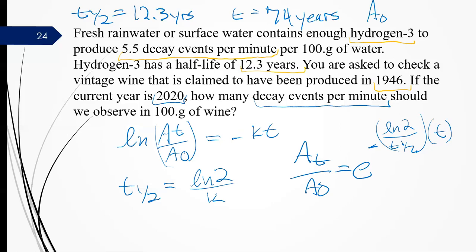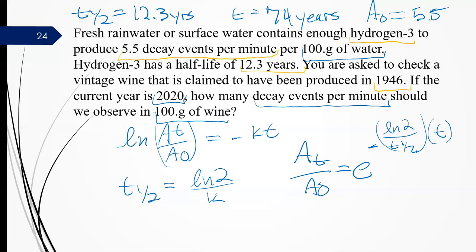Is the 100 grams what we're wanting to measure? Oh, so A naught is what we're looking for. A naught is what we're starting with, but the grams isn't what we're concerned with, right? Because we have 100 grams of wine, we have 100 grams of water. That's not the part that changes. What does change though? The decay event. The decay values. Oh, so the 5.5.